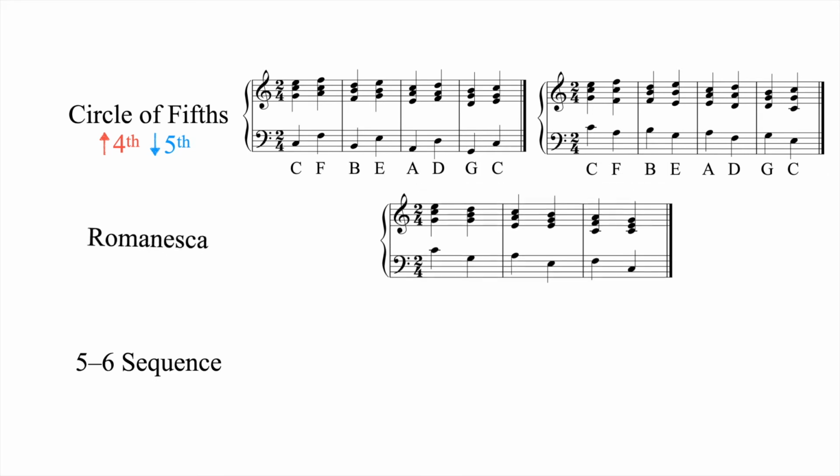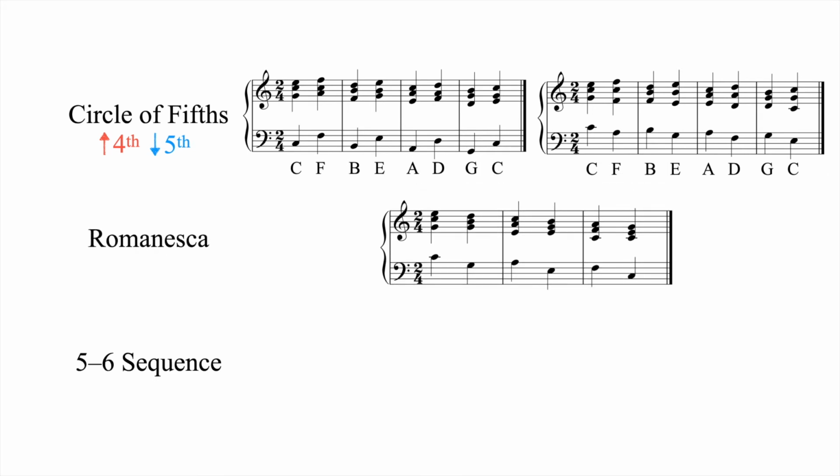In a Romanesca, also called a sequence by descending thirds, the chordal roots usually move in the following pattern: down a fourth, up a second. This is sometimes affectionately referred to as the Pachelbel sequence, because it's used in Pachelbel's famous Canon in D. It also serves as the basis of a huge number of pop songs.